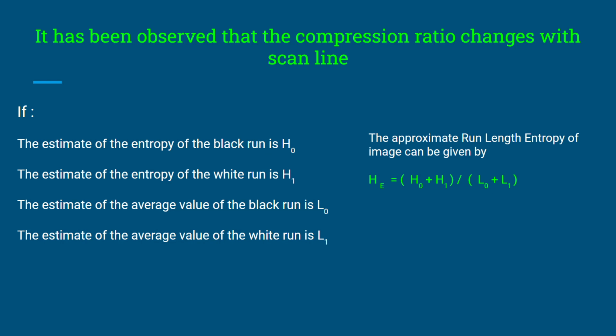Now let's find the entropy of the image. Suppose the estimate of the entropy of black run is H0, the estimate of the entropy of white run is H1, the estimate of the average value of the black run is L0, and the estimate of the average value of white run is L1. Therefore, we have the formula. The approximate run length entropy of the image can be given by HE is equal to H0 plus H1 divided by L0 plus L1.